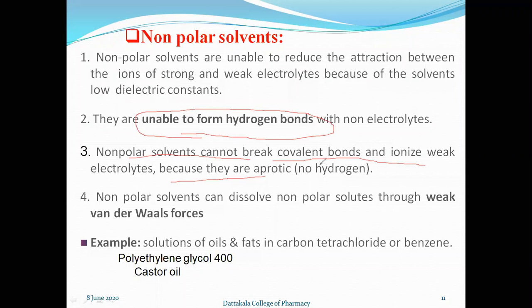Aprotic means there are no hydrogen atoms. And as there is no hydrogen atom, there will not be a chance of formation of hydrogen bonds. There will not be a chance of formation of hydrogen bond bridges, and they will not break the covalent bonds which already exist in the solute-solute molecules, and they will be unable to form covalent and hydrogen bonds between the solute and solvent molecules because of their aprotic nature.